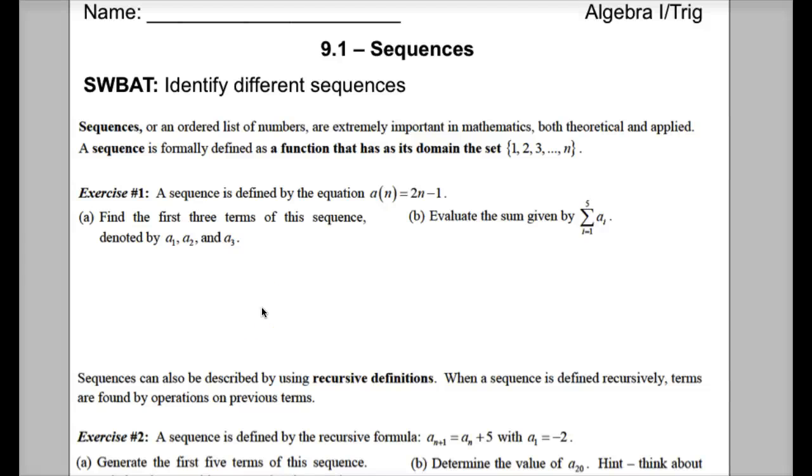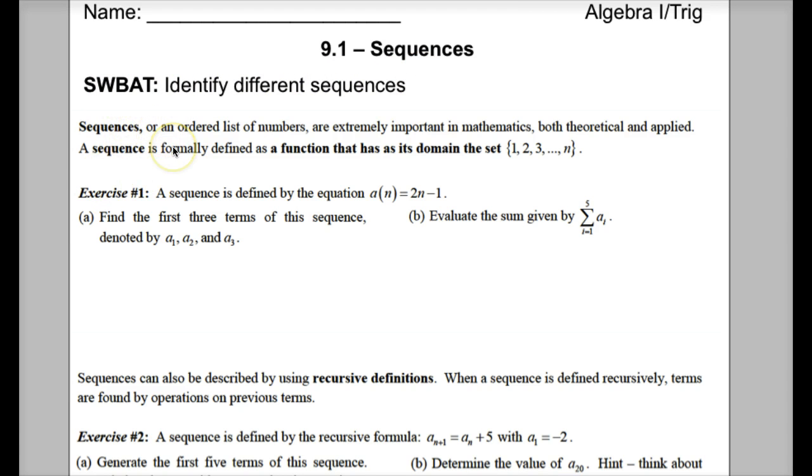Alright guys, welcome to Unit 9. It's Sequence and Series. Today we're going to look at 9.1, which is sequences. Our objective today is that students will be able to identify different sequences. So first of all, what is a sequence?